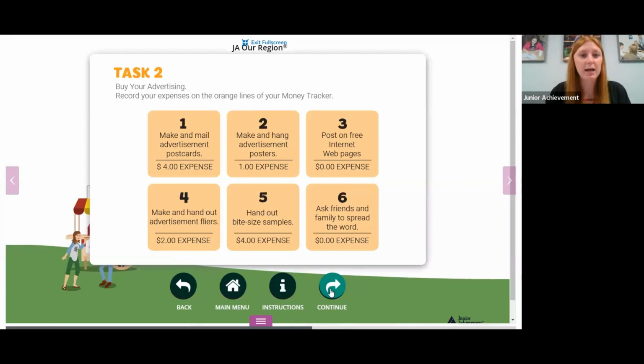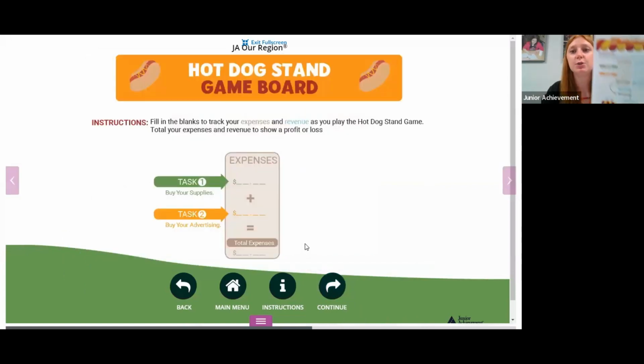Then under my next task 2 button, I would do $2. So right under it, I would do $2. Then what I'm going to do is I'm going to pause right here, and we're going to total up our expenses. So I had $5 for my hot dogs. I had $2 for my advertisement. So my total expense is $7. So once you're done with task 2, this whole part should be filled out.